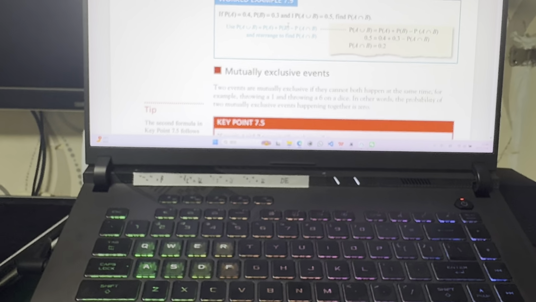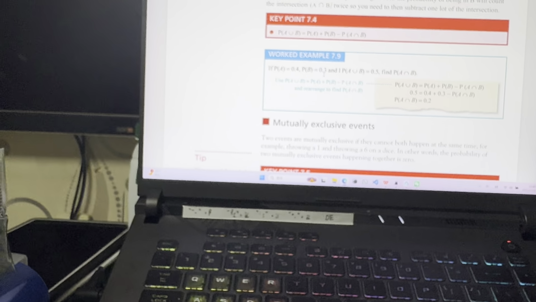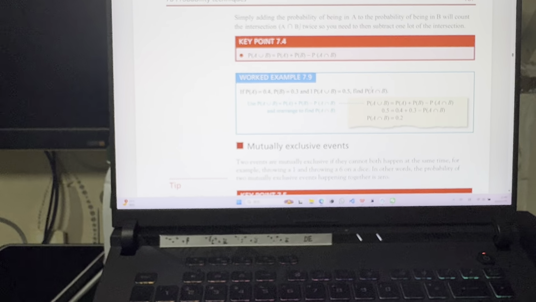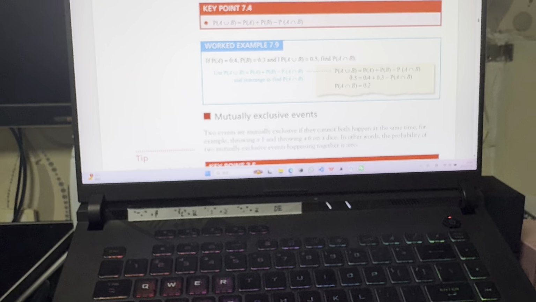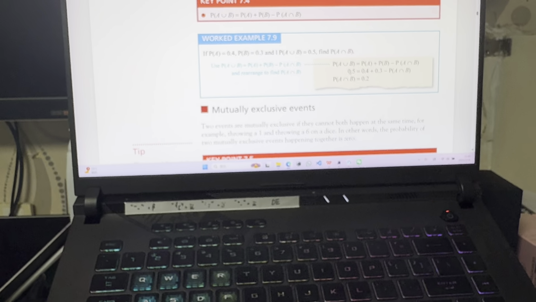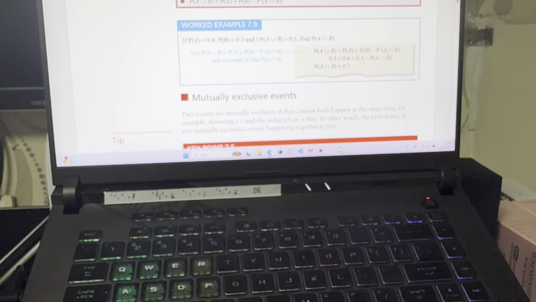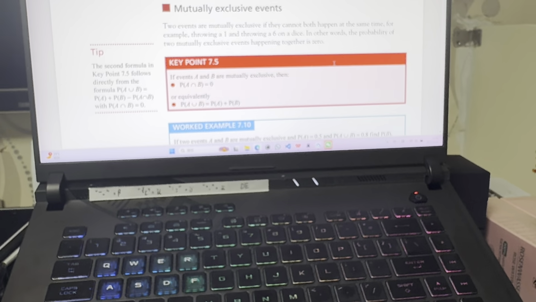Now we just use the formula to calculate. If we know P(A) is 0.4, P(B) is 0.3, and P(A union B) is 0.5, then find the probability of the intersection of A and B. So we know that 0.5 is equal to 0.4 plus 0.3 minus this thing. Then rearranging, P(A intersect B) will be 0.2.